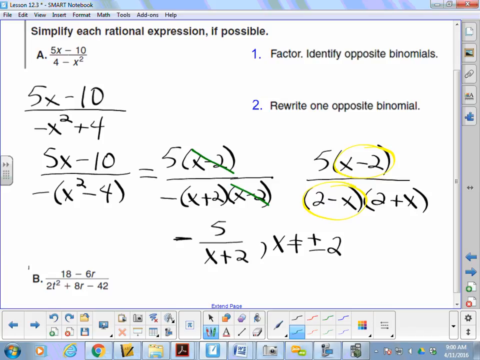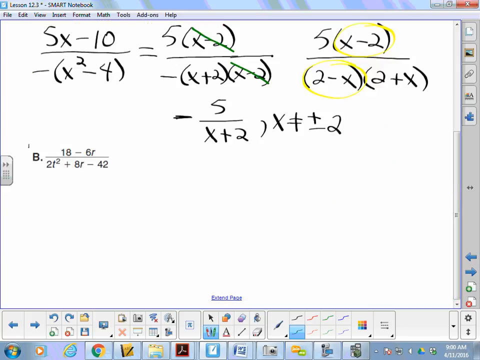So it works the same way as the other ones. It's just that if your x squared is negative, then we want to pull that out first, take the negative out, and vice versa. Let's look at letter B. This one actually is easier than that one, just because of it being a linear term that's negative instead of the quadratic term.